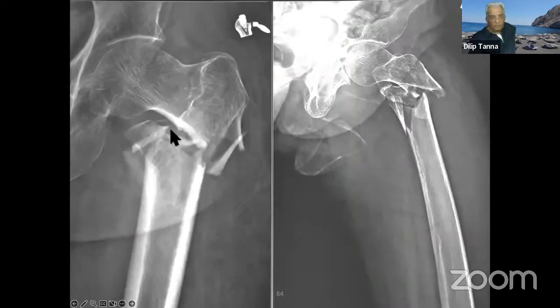Now you see this subtrochanteric fracture. This subtrochanteric fracture is a very notorious fracture. This is in an elderly person with severe osteoporosis. The DEXA was minus 3.